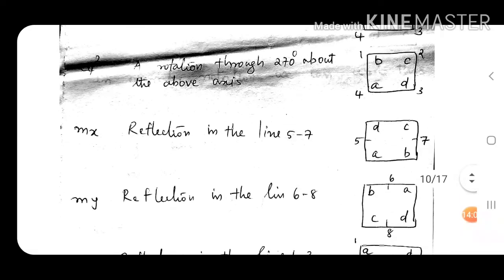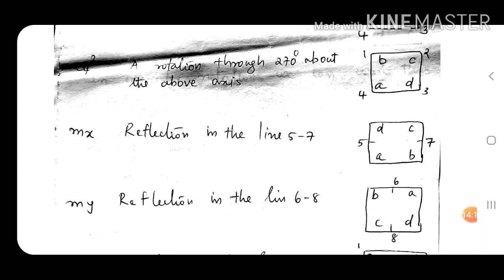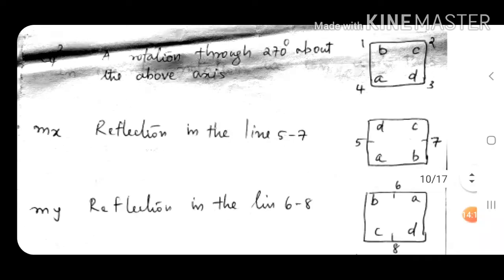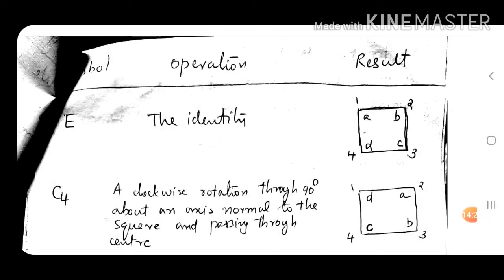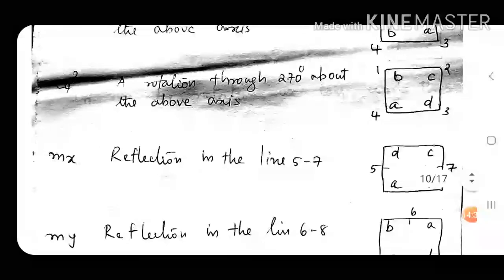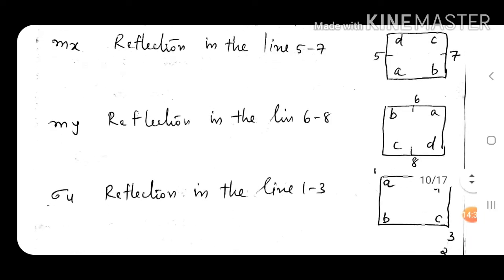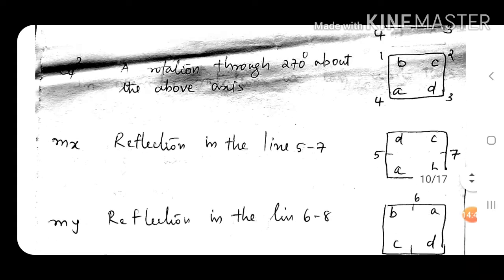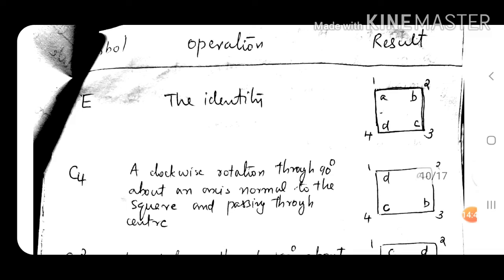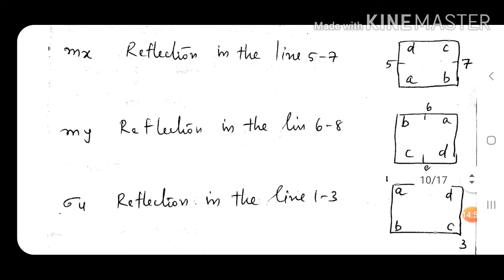Okay, now mx, that is reflection in the line 5,7. So we are giving a reflection along this line that is shown here. So D will go to the position of A, C will go to the position of B, or the element at corner 4 will go to 1, element at corner 3 will go to 2, like that. So that is reflection along 5,7. Then there is reflection along 6,8, that's Y direction. So along Y direction, B at corner 2 will go to corner 1, and A at corner 1 will go to 2, like that.